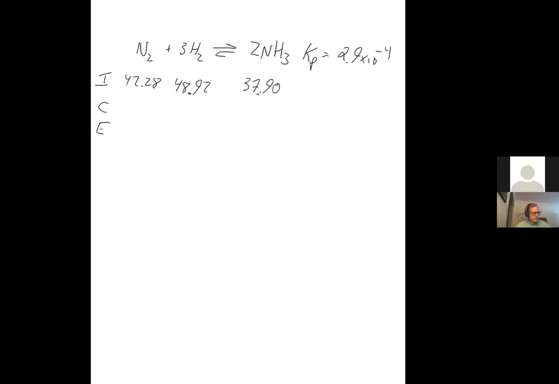So what we do is we calculate Q. So 37.90 squared, right? You have to square it because of the expression for K for this reaction. And then divided by 42.28. I'm just looking at the coefficients every time I do this. Oh, there's a 2, so we've got to square it. There's a 1, so we just raise it to the first power. There's a 3, we've got to cube it. My guess was this is probably going to be smaller than K sub P. So let's see.